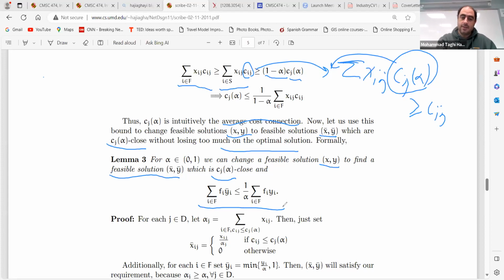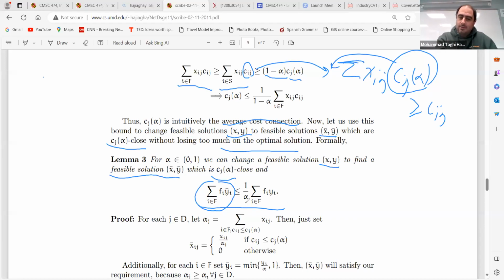What is the equation that we have? Sum of the y bars. So we get essentially yi bar. So we are changing essentially who are the open facilities. That's the important one. But we know that the sum of the facility cost of these people would be not more than 1 over alpha times this.